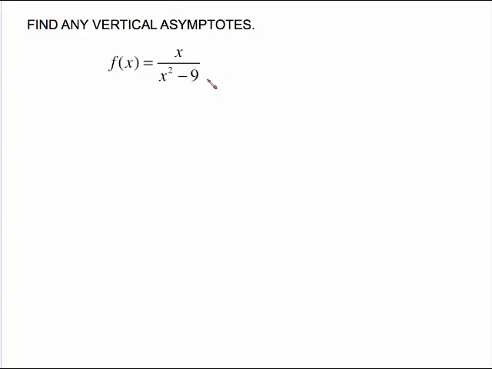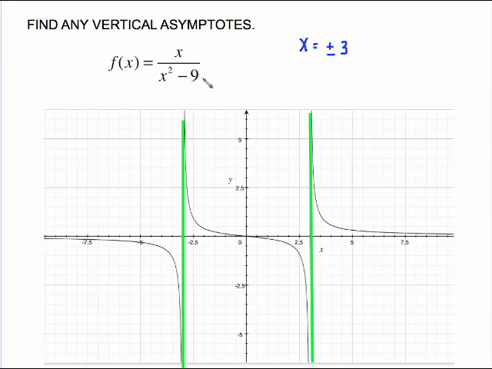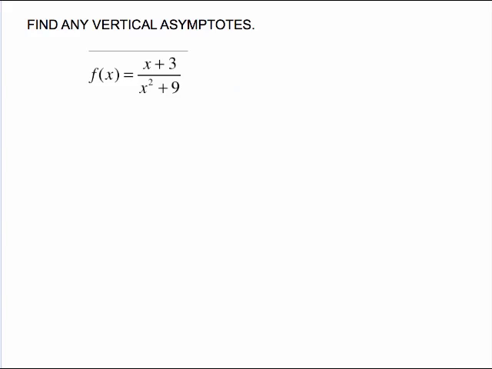Let's find any vertical asymptotes here. We're going to set the denominator equal to 0 and solve, and to do that, I will factor the denominator as x plus 3 times x minus 3 equal to 0. If I solve those, that's where I get this plus or minus 3, and you're looking at a picture of the two asymptotes and the curves. You'll know later on how to get these curves plotted in here. All we're doing right now is talking about the asymptotes.